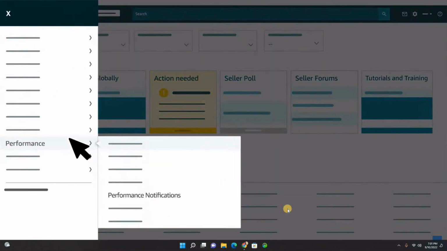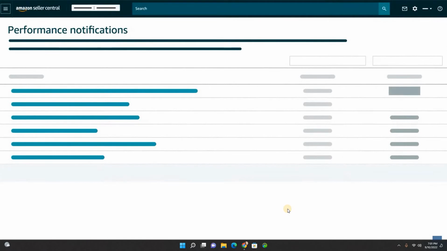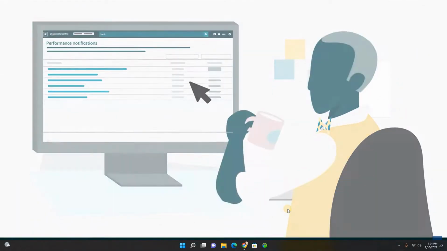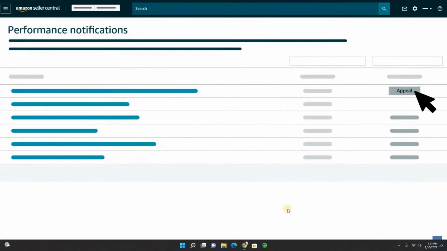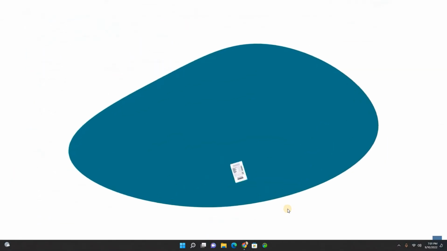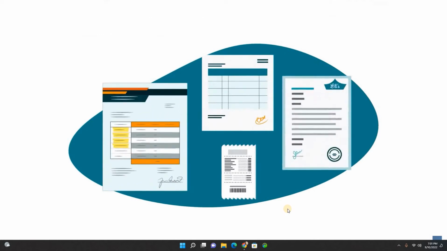Similar to Reinstate Your Listing, you can also get to the Reactivate Your Account page by going to Performance tab and choosing Performance Notifications. And, as in the listing reactivation, click on the Performance Notification. Make sure that you read all of the information in the notification carefully. To appeal the performance notification, click Appeal next to the performance notice where you will be taken to the Reactivate Your Account page.